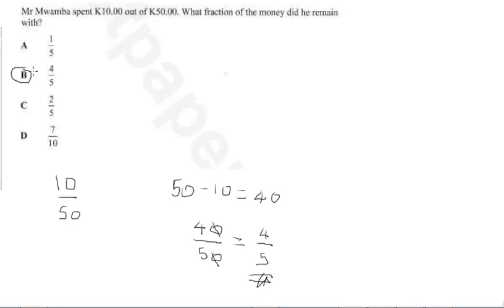I know this question might have looked really complicated at first sight, but it's really easy, and I believe you can attest to that. All you have to do is find how much he remained with, then form a fraction of that amount out of the total amount he had. Let's move on to the next question.